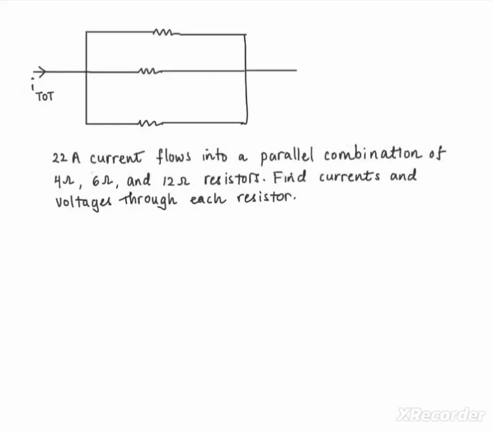In this question, they are saying that there's a 22 amp current that flows into a parallel combination, and it has 3 resistors. It has 4 ohms, 6 ohms, and 12 ohms. Find currents and voltages through each resistor. So these are the R values. So it's asking what is I1, I2, and I3, and what is V1, V2, and V3.